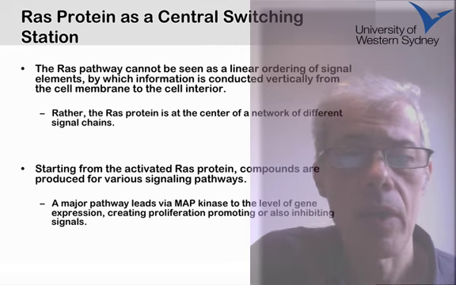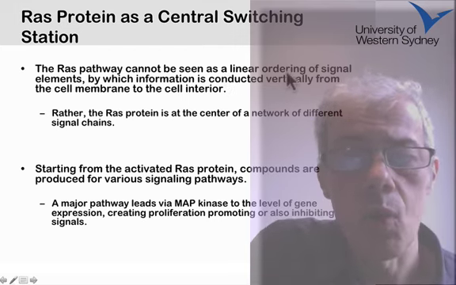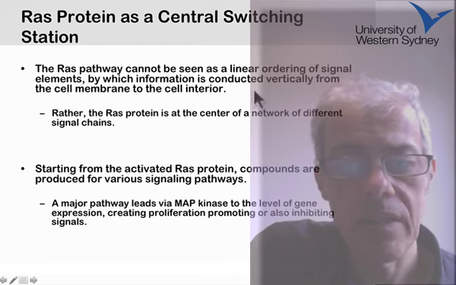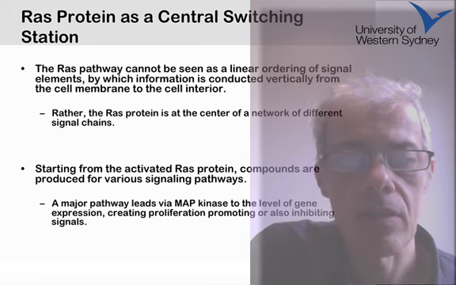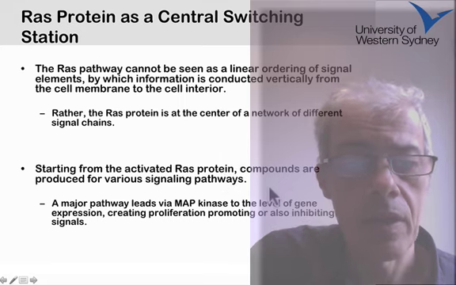So the RAS pathway cannot really be seen as a linear ordering of signal from one to another, but it's a central switching protein involved in various signaling pathways, is how RAS is described in the textbook. So RAS can respond to many signals.